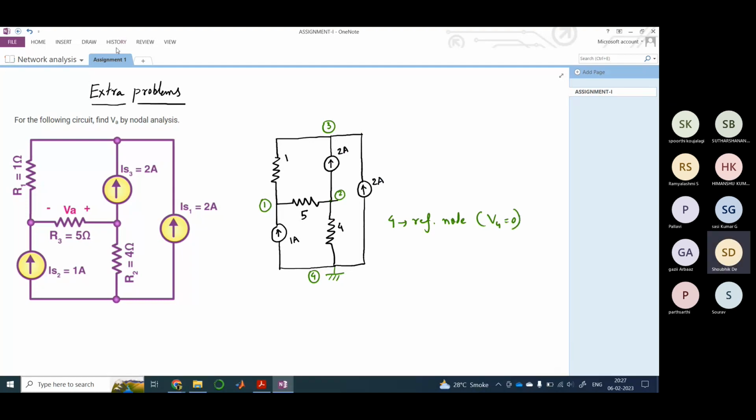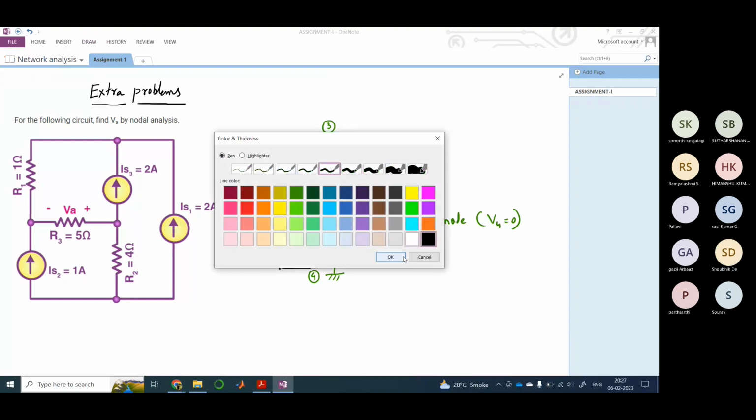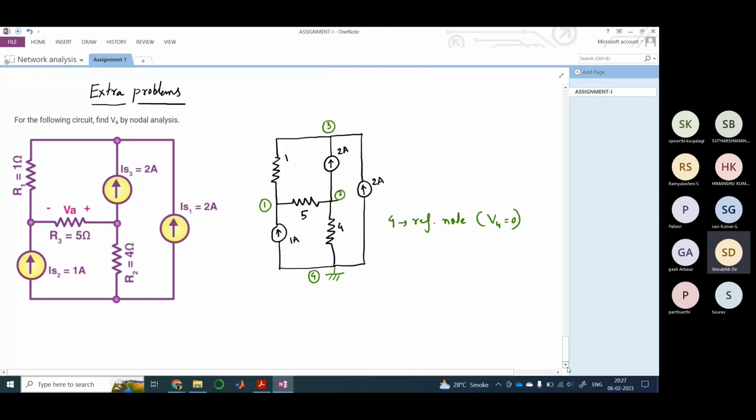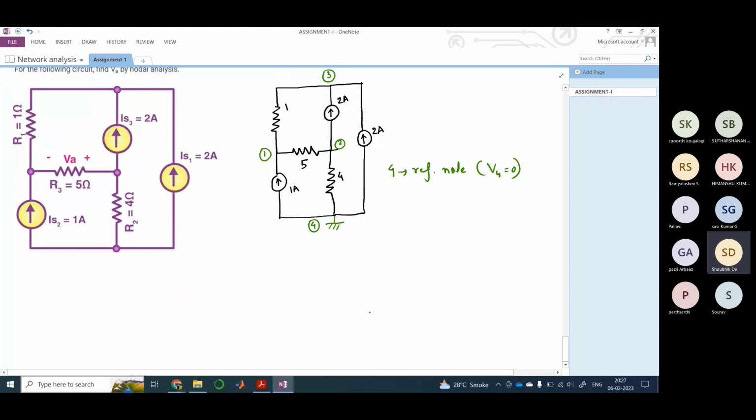So this we all saw. I think there is no doubt in that. So what I'll do, I'll try to write each and every node's equation, and then I'll stop and ask you guys whether you have any doubt or not. Okay.